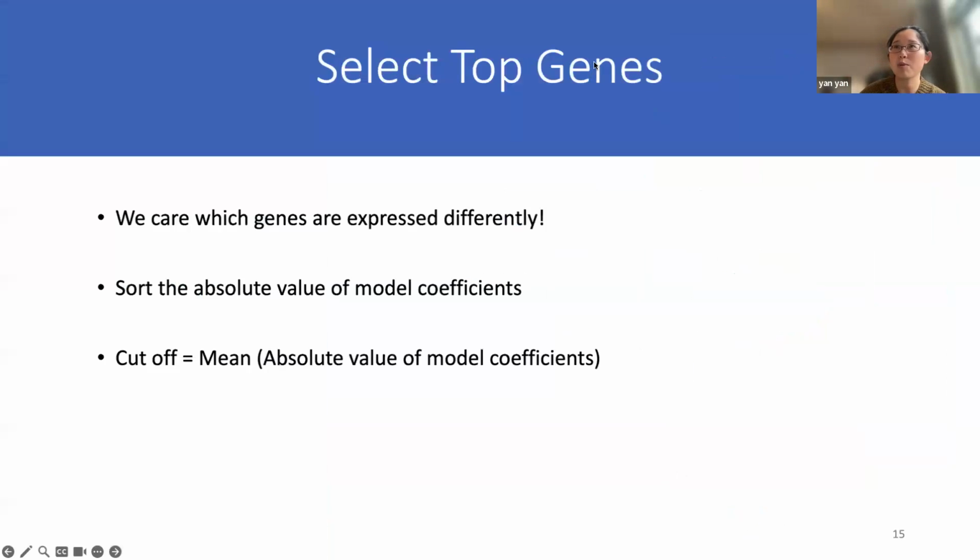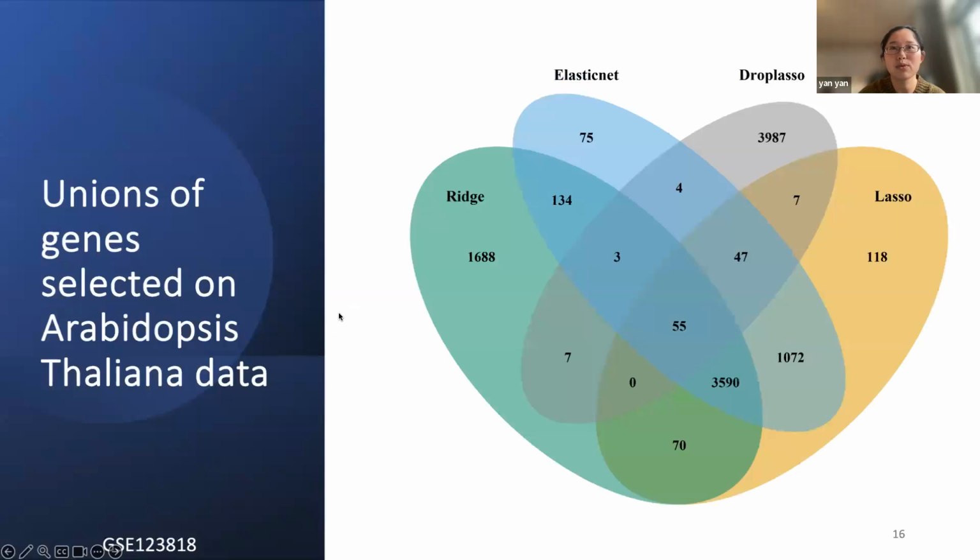Speaking of selecting top genes to form that union, we really care about the genes expressed differently, and also the number of genes and what kind of genes those are, because that gives us more insight into the data. When we select those genes, we sort by their coefficients, and the cutoff we set for this study is the mean. Anything above the absolute value of the mean will be selected. That's how we form the gene pool.